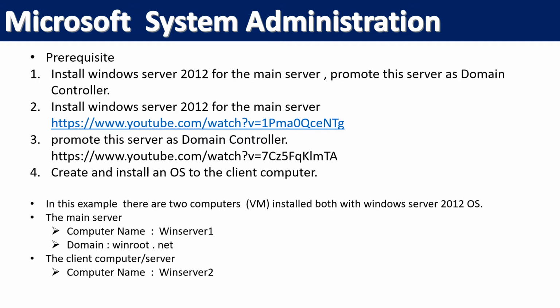In this example, in our scenario, we have two computers. The first computer is the main server with the computer name WinServer1 and the domain name winroot.net. The client computer, which is also a server, has the server name WinServer2.